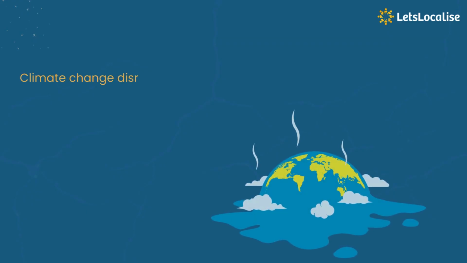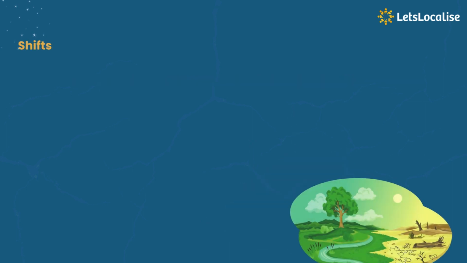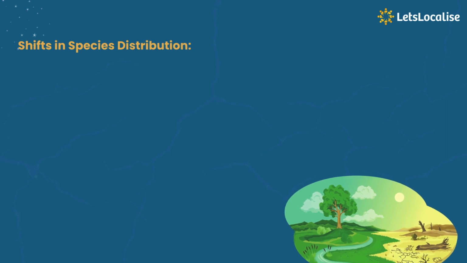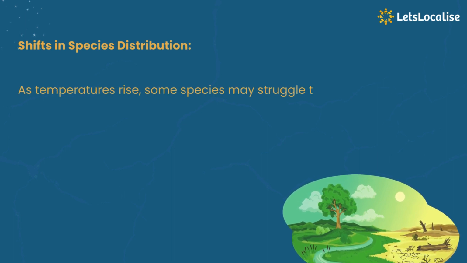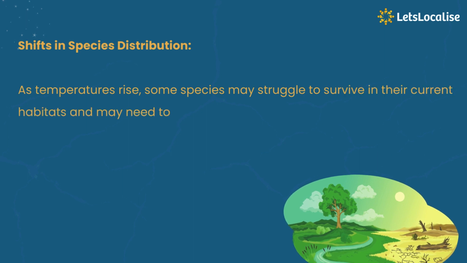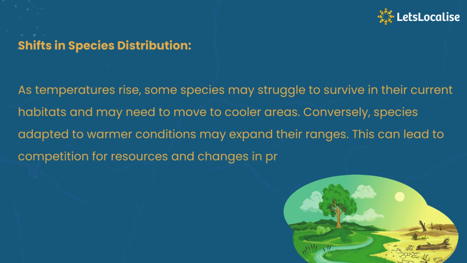Climate change disrupts these ecosystems in several ways. Shifts in species distribution. As temperatures rise, some species may struggle to survive in their current habitats and may need to move to cooler areas. Conversely, species adapted to warmer conditions may expand their ranges. This can lead to competition for resources and changes in predator-prey relationships.